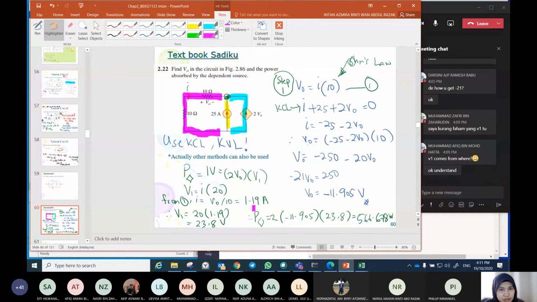Next we get the current. Okay, so now we can find V1. V1 is equal to 20 multiplied with the current I, we get 23.8 volts. So we substitute this V into the equation of power. Two multiplied with V0, V0 is here, multiplied with V1, this is V1, we get this. Any question?